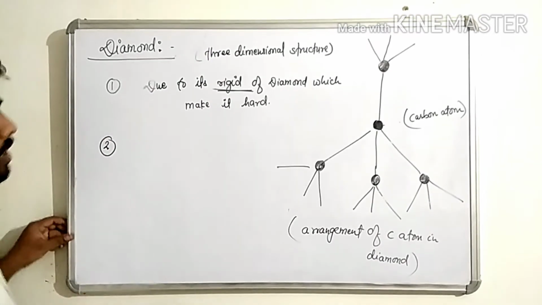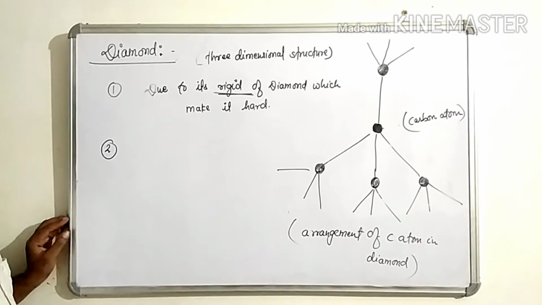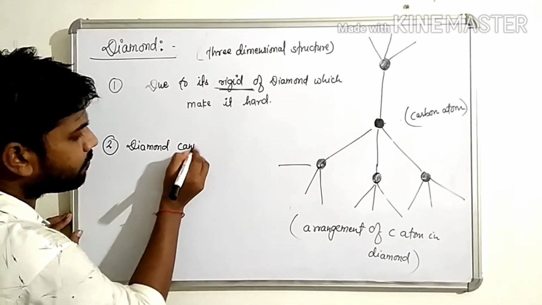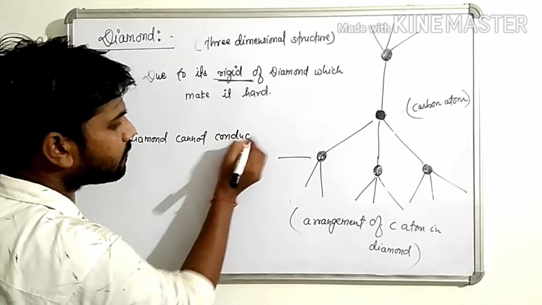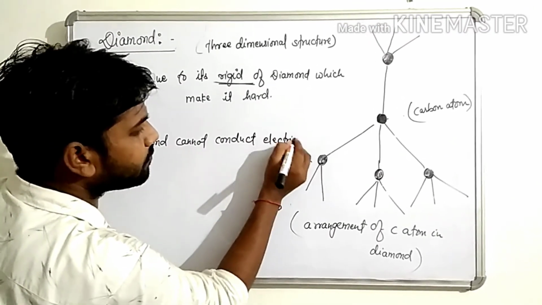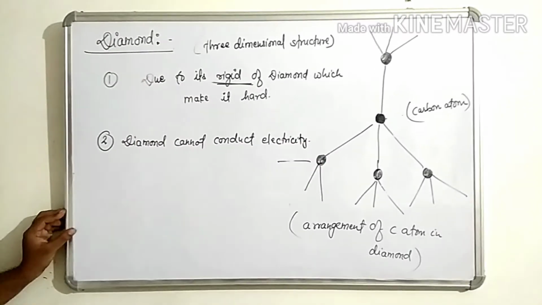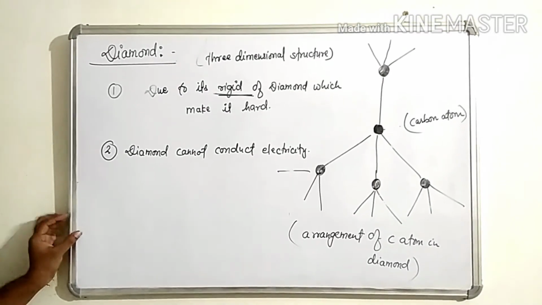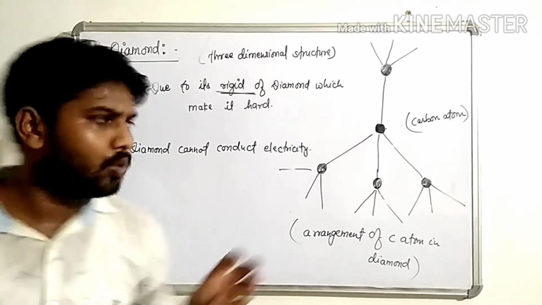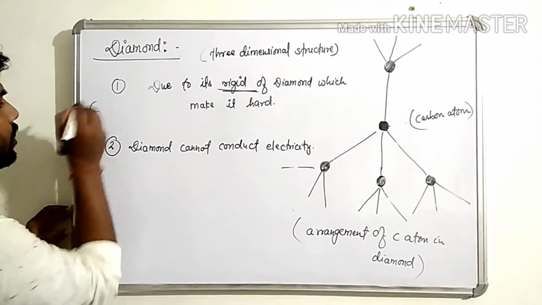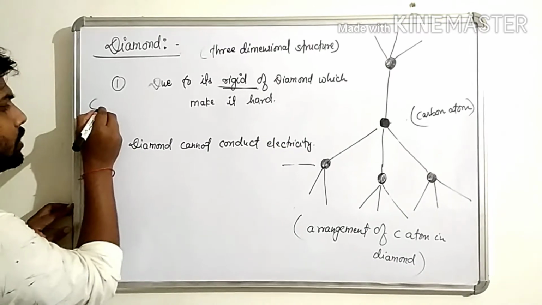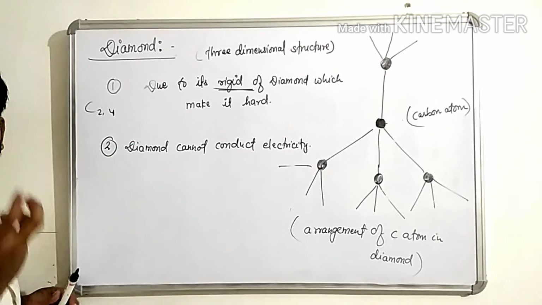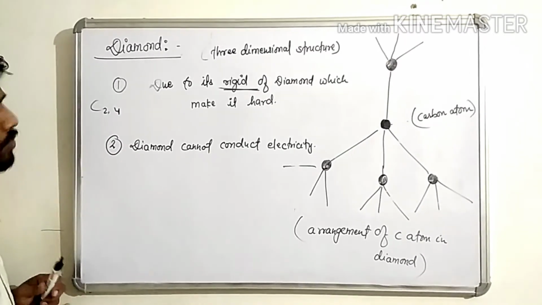Second property: diamond cannot conduct electricity. Means it is a non-conductor of electricity. See, children, how? Diamond contains carbon. Okay. And suppose carbon contains 4 electrons in the last shell. So it needs 4 electrons to achieve inert gas configuration.